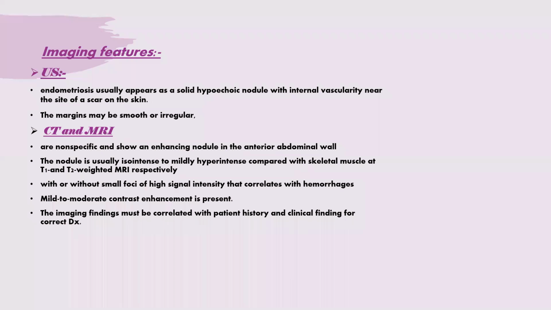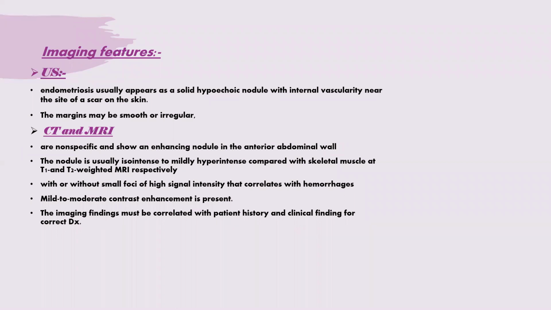The nodule is usually iso-intense to mildly hyperintense compared with skeletal muscle on T1 and T2 weighted MRI respectively, with or without small foci of high signal intensity that correlate with hemorrhage. Mild to moderate contrast enhancement is present. The imaging findings must be correlated with patient history and clinical findings for correct diagnosis.